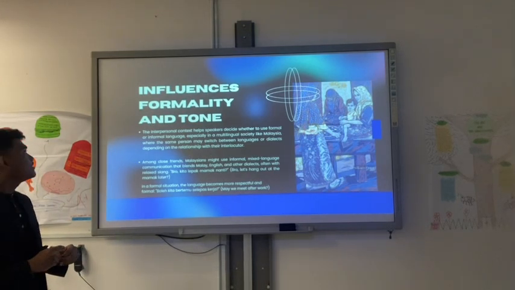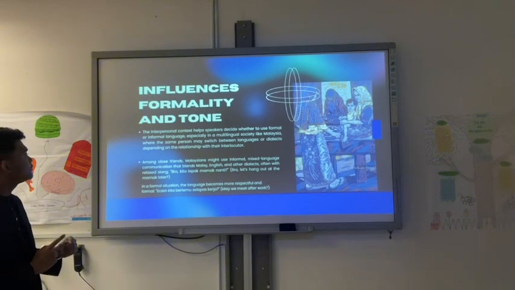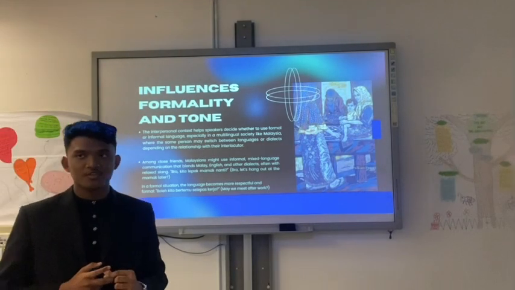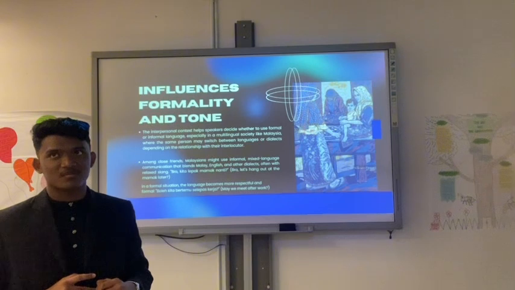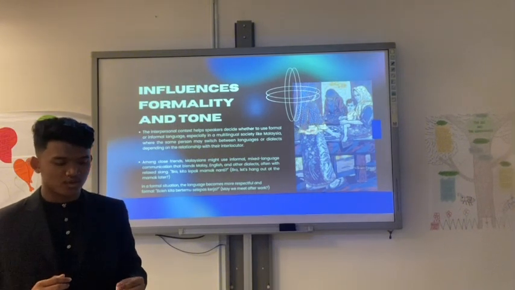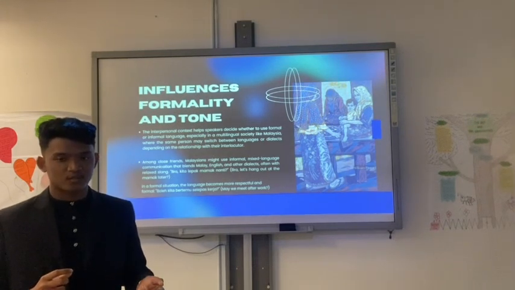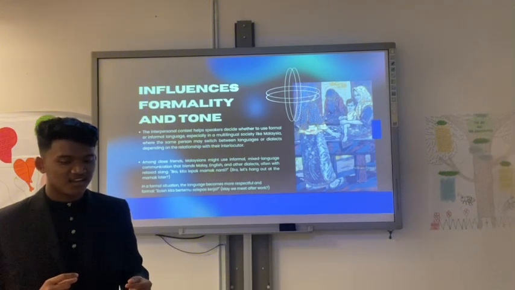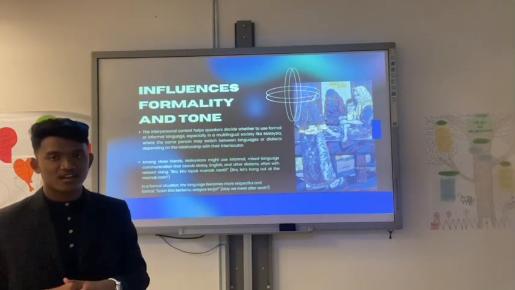Second one is the influence on formality and tone. The interpersonal context helps the speaker decide whether to use formal or informal language, especially in a multilingual society. This is tied heavily, like I mentioned, to the concept of knowing people and how to interact with them. You must distinguish between when to use formal spoken language or informal spoken language, so that when you have these differences identified, you will be able to understand when to use the formal communication technique.